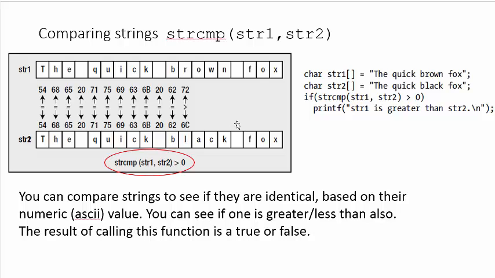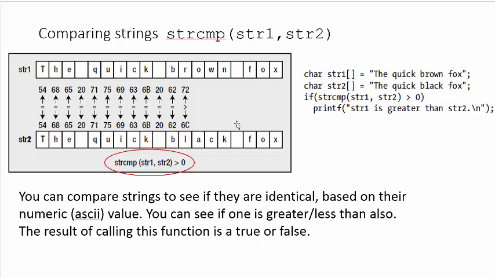You can also see if strings are identical based on their numeric value: less than or greater than, and equal or not equal. So the result of calling this function is a true or a false result. And we've done a lot of tests in our program so far. If A is greater than B, if we're not at the end of the file, then do something. Or while we're not at the end of the file, do something.